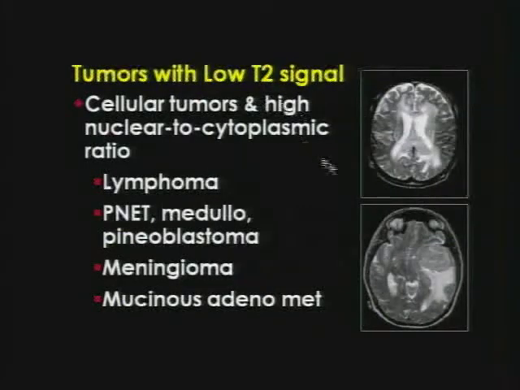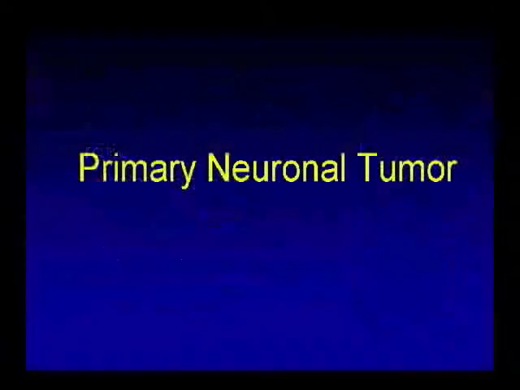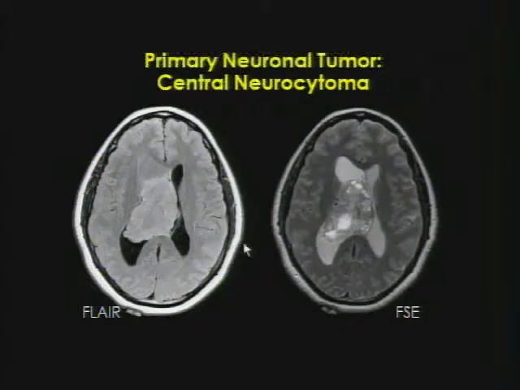So tumors with low T2 signal, I touched upon this before, but any kind of high cellular tumor would do this. Lymphoma, medulloblastoma, pineoblastoma, some meningiomas, and also mucinous type of tumors. The neuronal tumor I spoke to you earlier, it's not that common, but nonetheless, I want to show you two examples of a neuronal tumor that you may run into in real life.